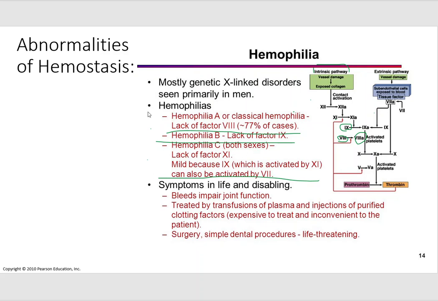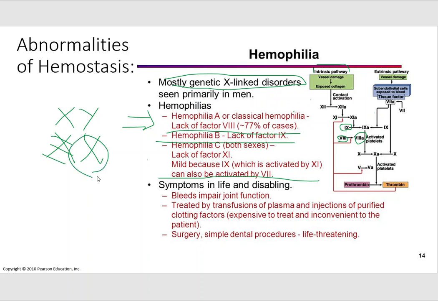Hemophilia C. Now, I should say this too. Most of these are due to genetic defects. The genetic defect is on the X chromosome. Women have 2 X chromosomes, but guys have an X and a Y. So if a woman has a defective X chromosome, she's got one good. She's got a spare. But if you have a defective X chromosome and you're a guy, you're out of luck because you don't have a spare.